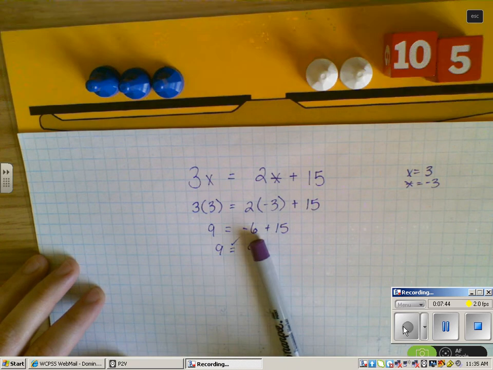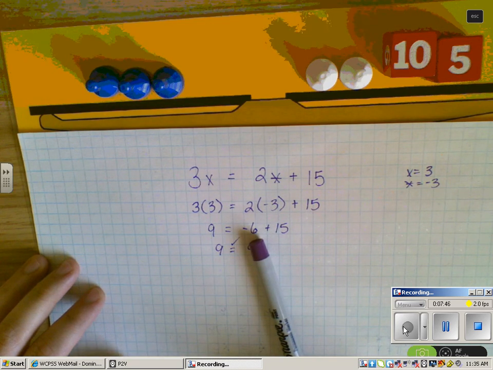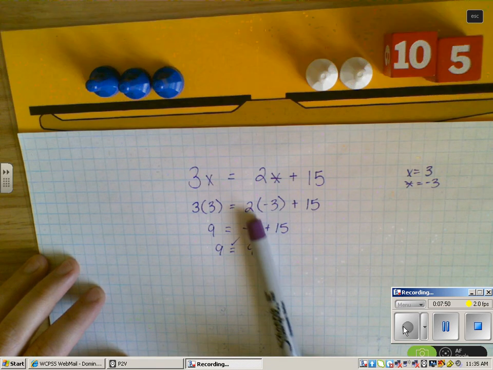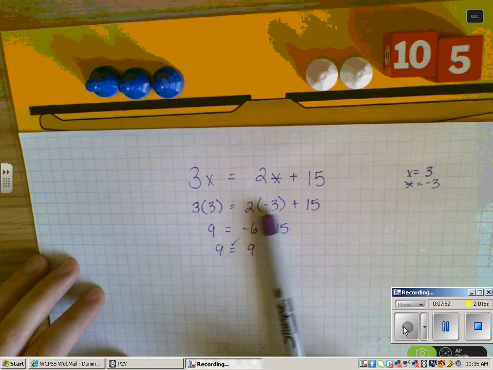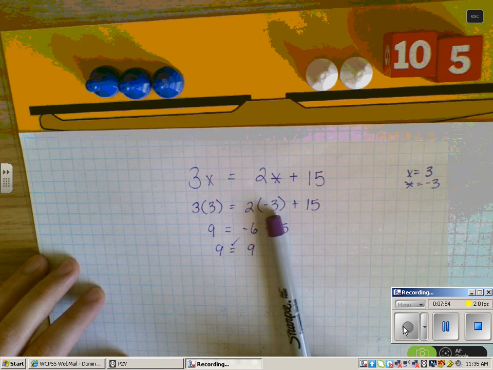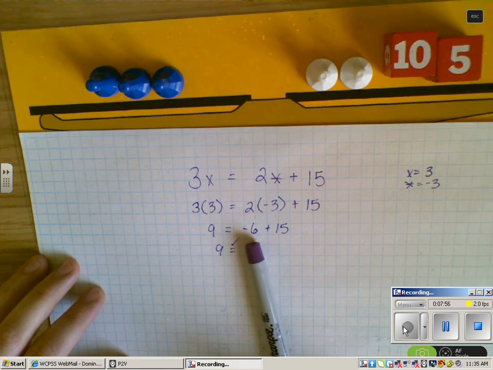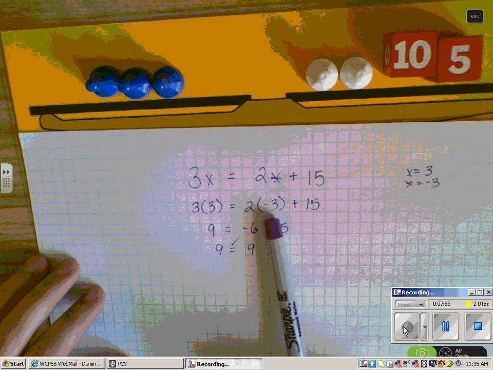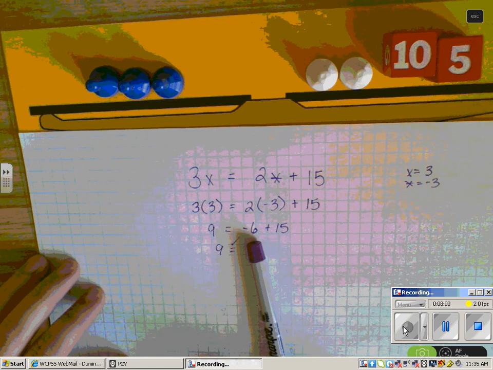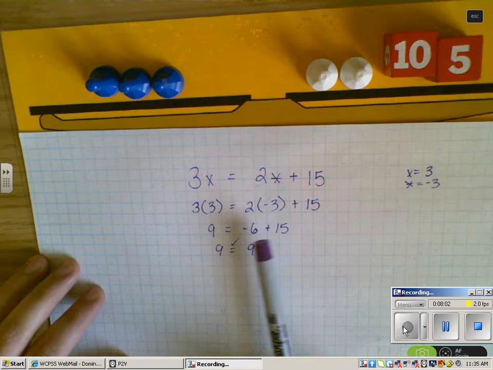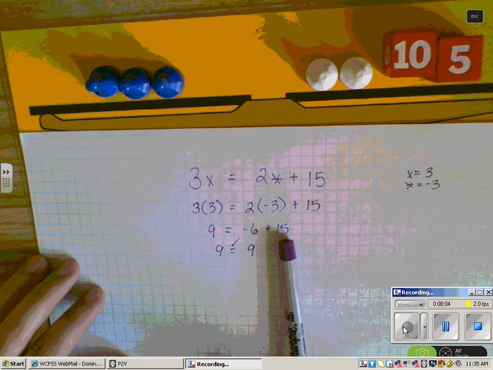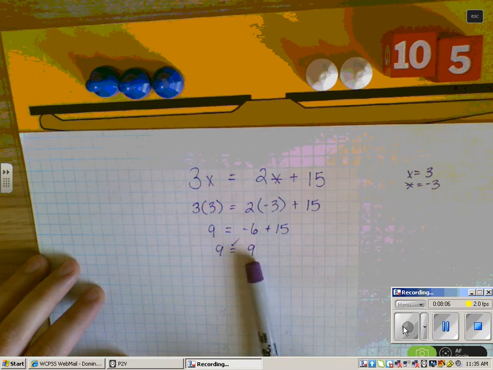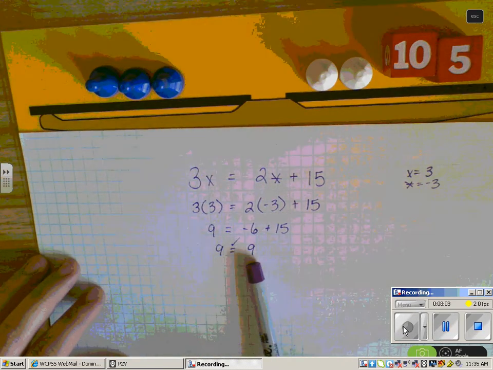Now here's something you may not have learned yet: multiplying with negative numbers. When you multiply a positive by a negative, your product is always negative. So 2 times negative 3 is going to be negative 6. So you get negative 6 plus 15. Well, negative 6 plus 15 is 9, and yes, 9 equals 9.